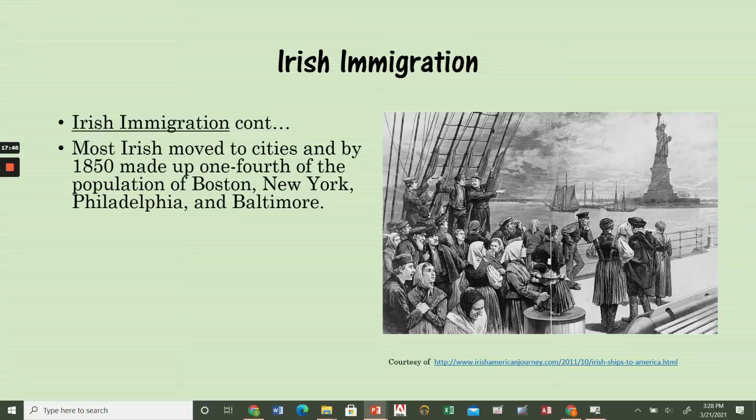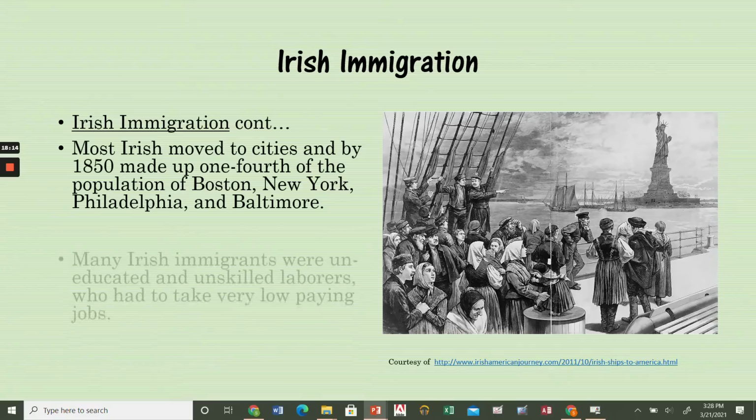Well, they found a lot of opportunities in American cities. And by the 1850s, the Irish made up about 1/4 of the population in big cities like Boston, New York, Philadelphia, Baltimore. And they became so important. That's why St. Patrick's is a relatively big holiday in America. It's from these large numbers of Irish immigrants in the mid-19th century that make up a pretty significant portion of the population.